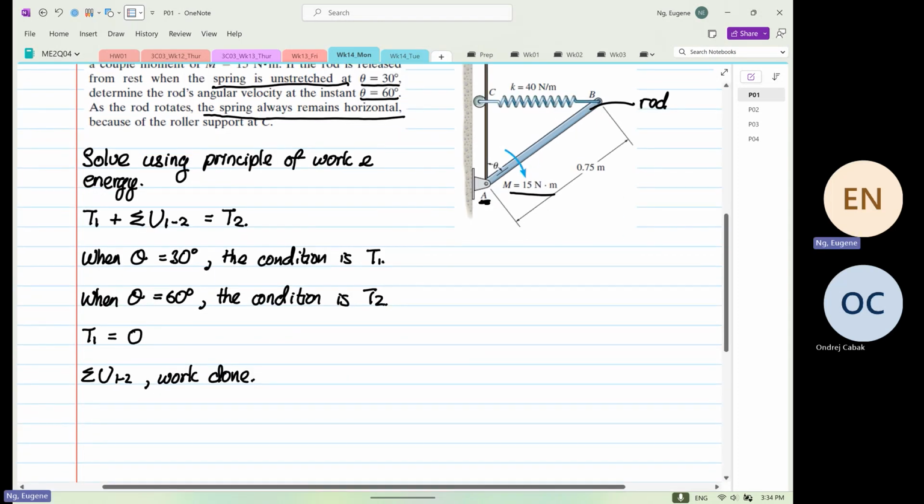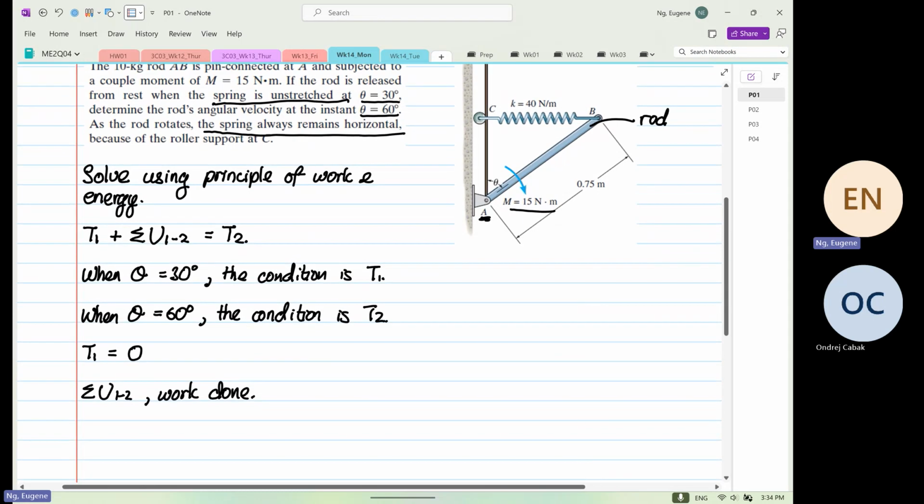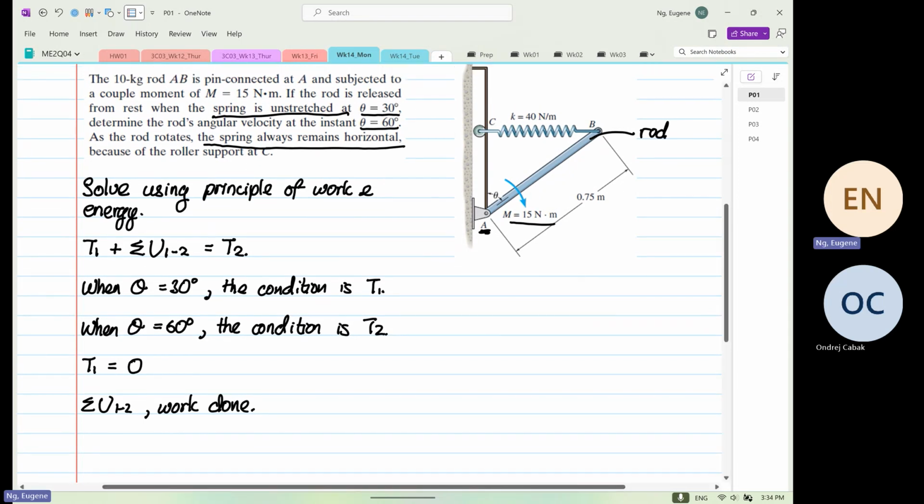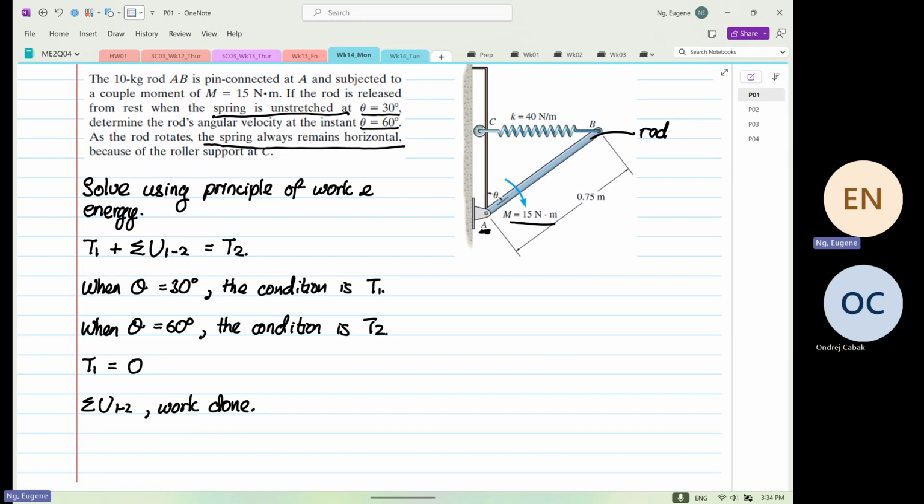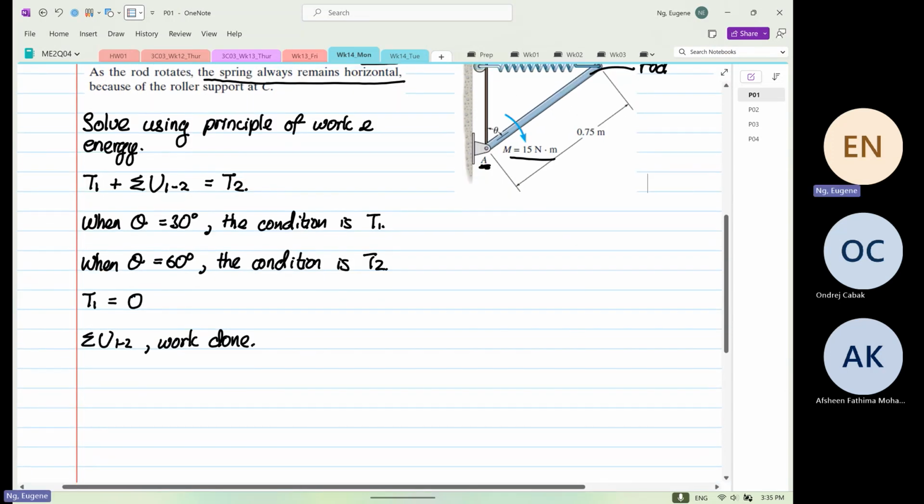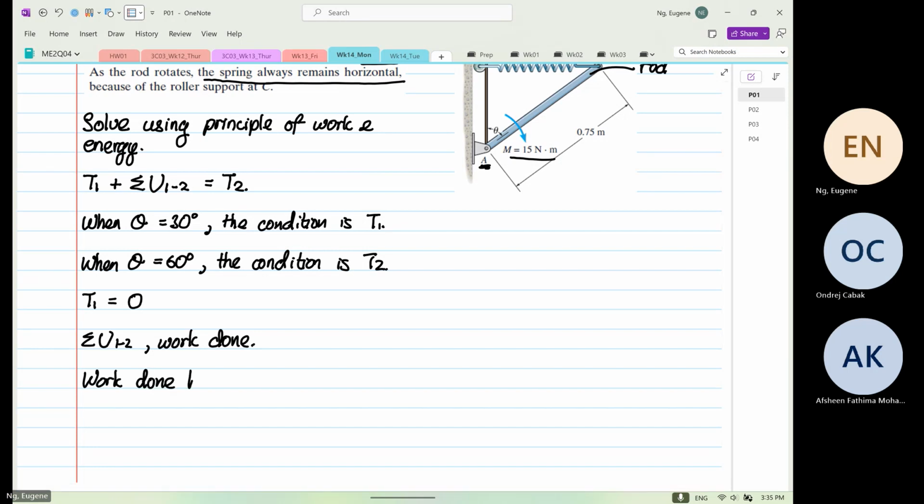So the work done is done by what? Two things are doing the work. The work is done by the rod moving, by the stretching of the spring, and also by the moment. So let's consider the work done by the moment.